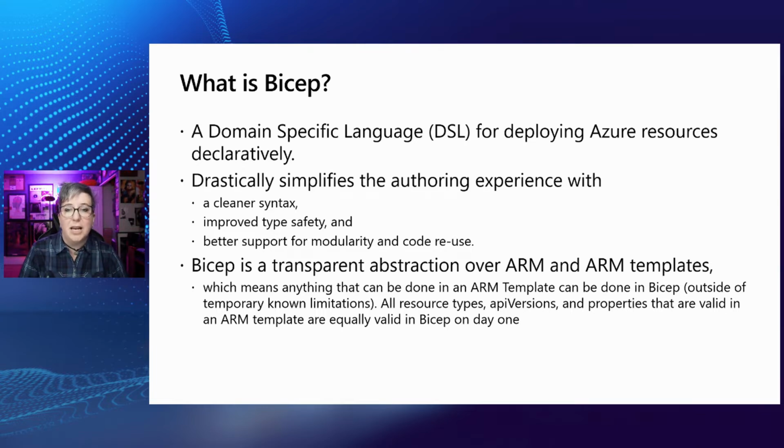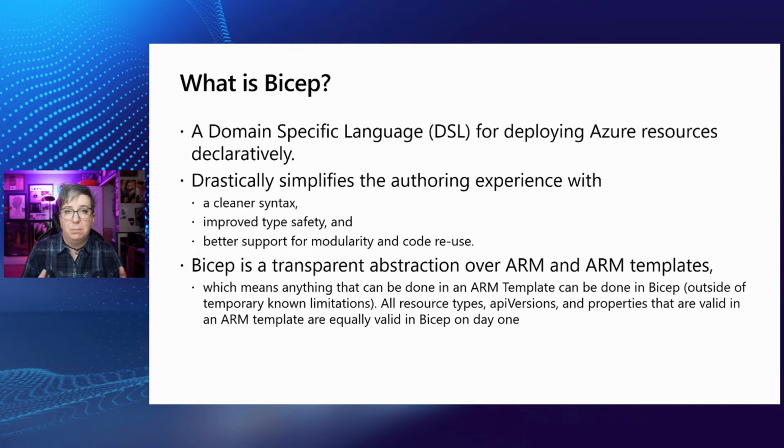Bicep drastically simplifies the authoring experience with a cleaner syntax, improved type safety, and better support for modularity and code reuse. What we're seeing is it's less code. You can break apart longer templates, and it seems to be a lot more straightforward, in the sense that customers aren't struggling the same way they might struggle leaning on ARM templates, which is basically a JSON file. Bicep is a transparent abstraction over ARM and ARM templates. This means that anything you do with an ARM template can be done in Bicep. Now, there are some known limitations.